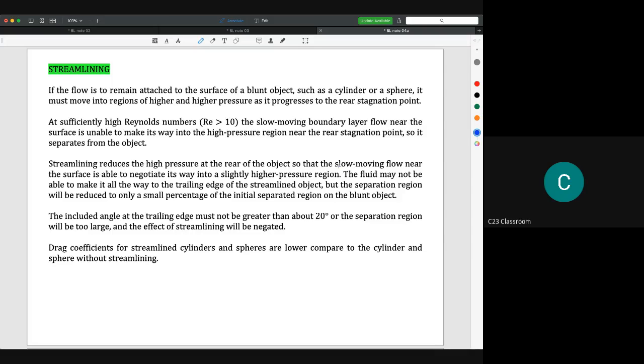Streamlining reduces the high pressure at the rear of the object so that the slow moving flow near the surface is able to negotiate its way into a slightly higher pressure region. The fluid may not be able to make it all the way to the trailing edge of the streamlined object, but the separation region will be reduced to only a small percentage of the initial separated region on the blunt object. The included angle at the trailing edge must not be greater than about 20 degrees, or the separation region will be too large and the effect of streamlining will be negated. Drag coefficients for a streamlined cylinder and sphere are lower compared to those without streamlining.